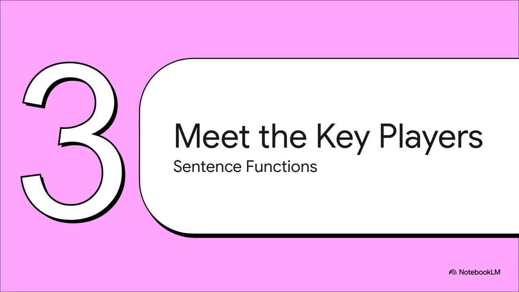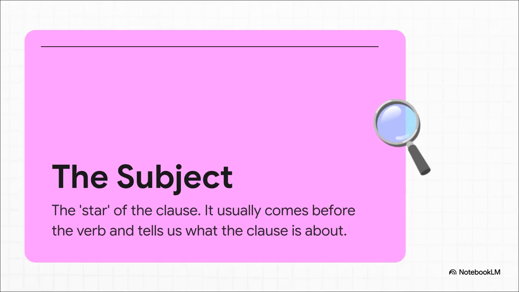All right, so now that we've got that core idea of form versus function down, let's meet the key players in the story of a sentence, the main jobs that these blocks can take on. First up, the big one, the subject. This is the star of our show, the main character. The subject almost always comes right before the verb, and it tells us who or what the whole sentence is really about. It's the doer.